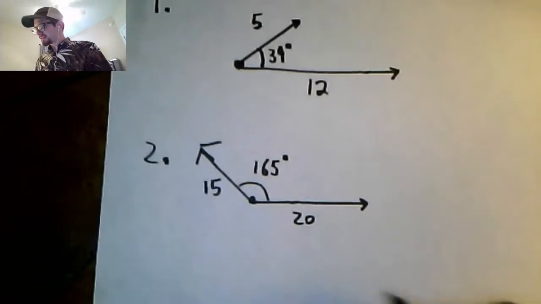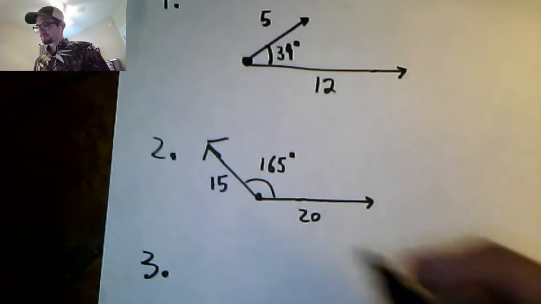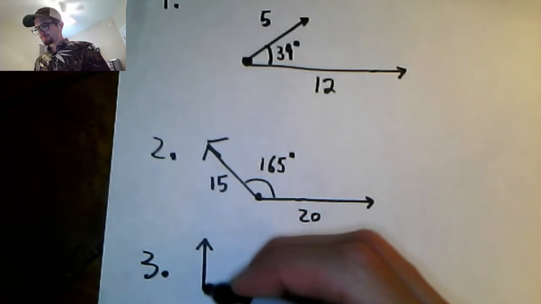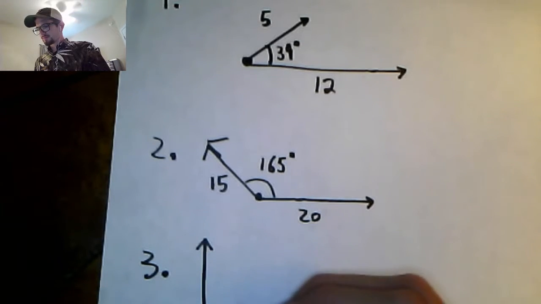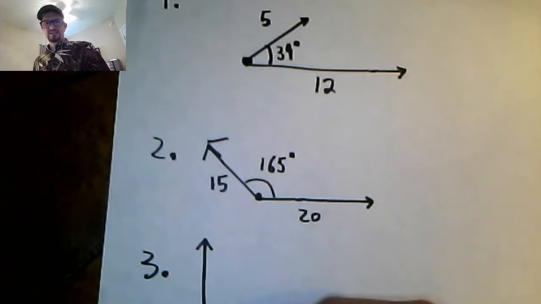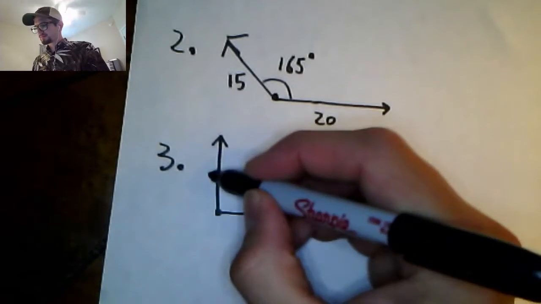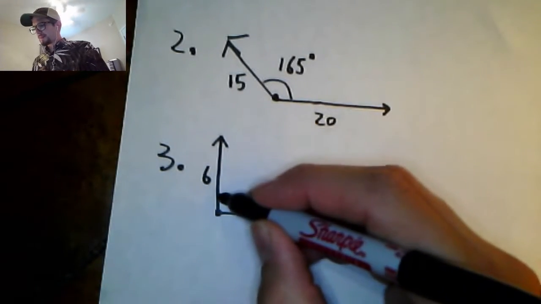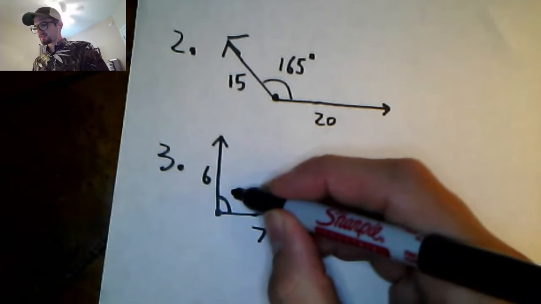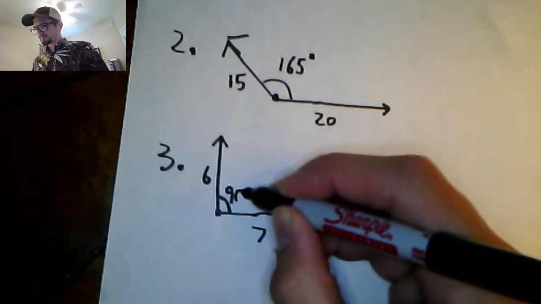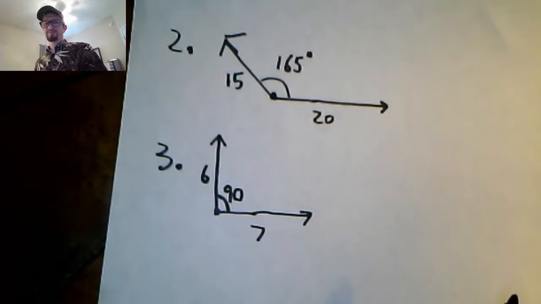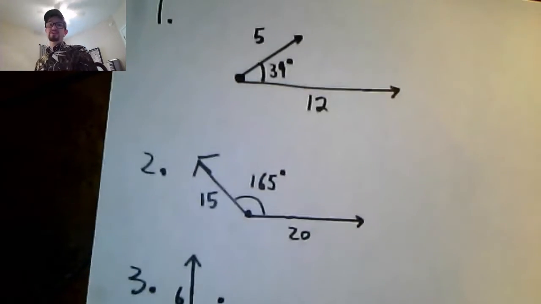And lastly, but not leastly, we've got a third problem. And this problem is going to be this guy, where this side is 7, this side is 6, and this angle is 90 degrees. Okay? So you've got 3 problems to work out on a separate piece of paper with your name on it.